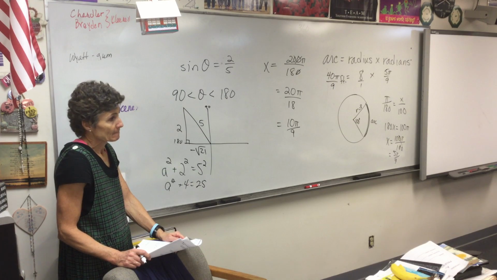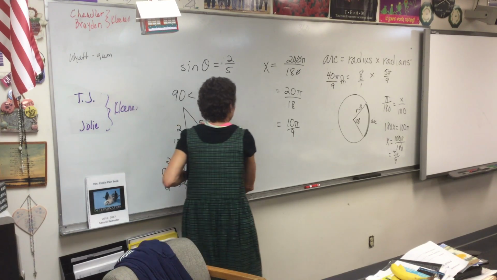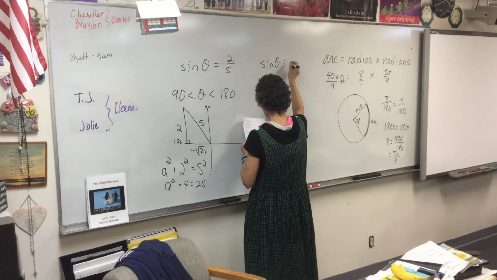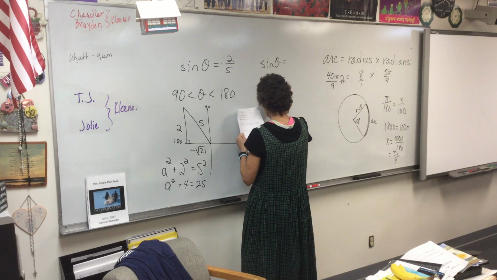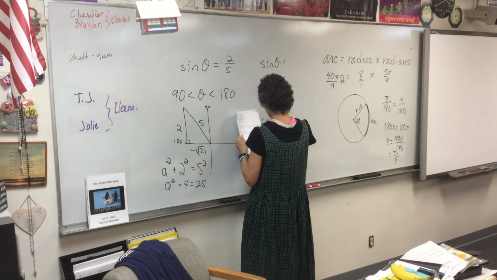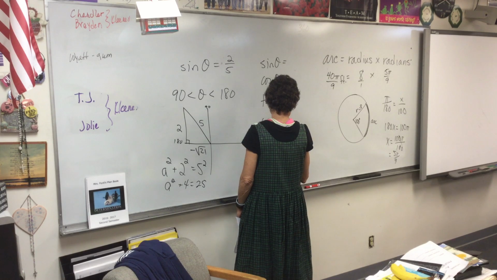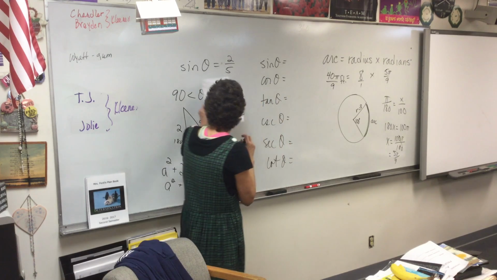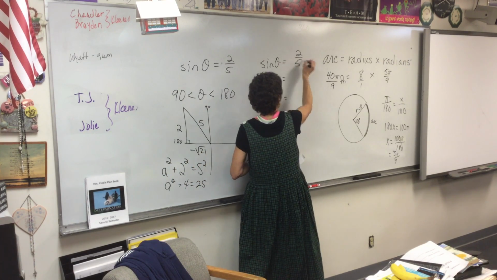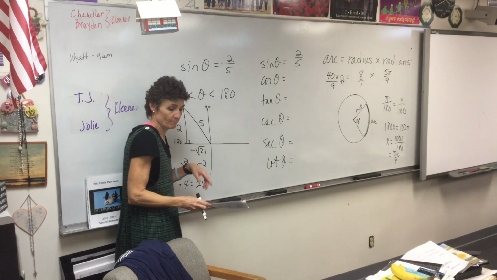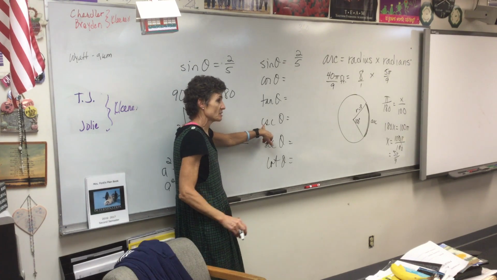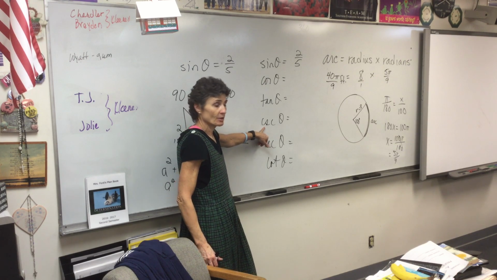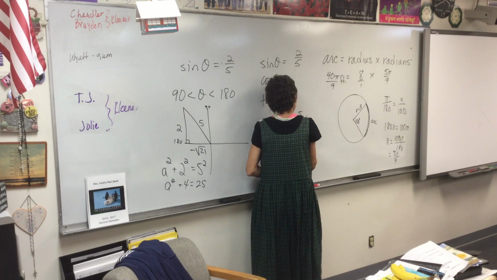Got it? Now what are you doing? You're finding everything. So you're finding sine, cosine, tangent, cosecant, secant, cotangent. Now, the sine was given, so the sine is 2/5. That's automatic. Everybody gets that point. Everybody should also get this point, because if the sine is 2/5, the cosecant is 5/2. Those are automatics.